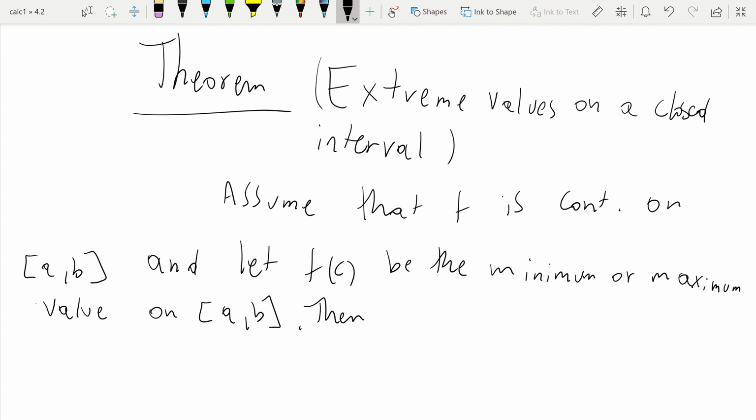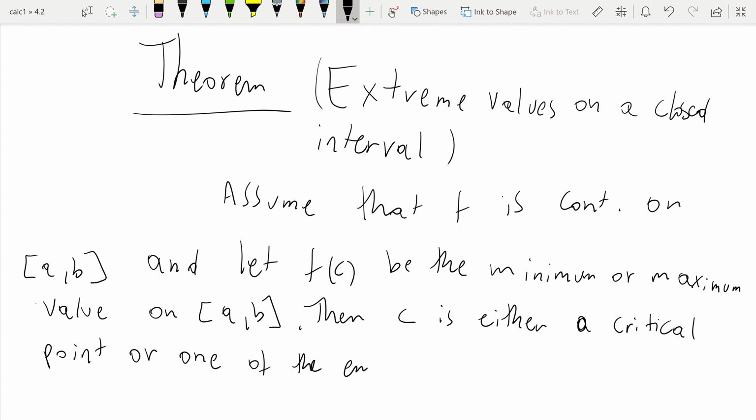Then what are the alternatives, or what are the candidates for c? c must be either, there are two kinds of points that we'll look for. It's either a critical point if it lies in the interior, a critical point where the derivative doesn't exist or where it vanishes, or it is one of the endpoints, A or B.